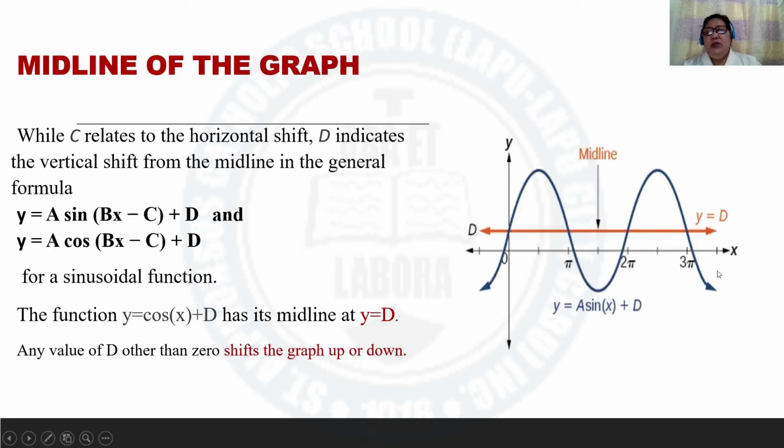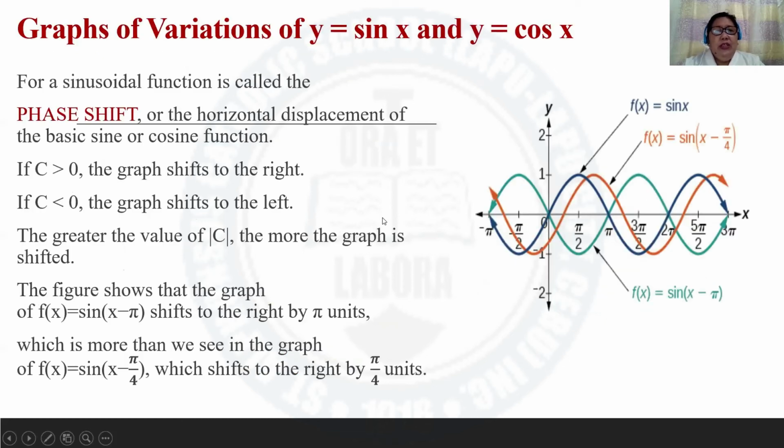So this is the illustration. For y is equal to a sine x plus d, this is the graph, and this portion is equivalent to d. Whatever the number here, that's the value of the midline, and that is y is equal to d. Let us have the graph of variations of y is equal to sine x and y is equal to cosine x.